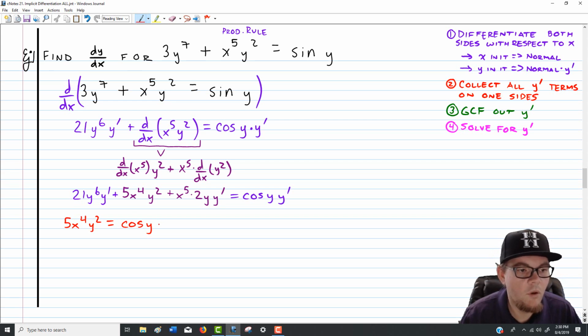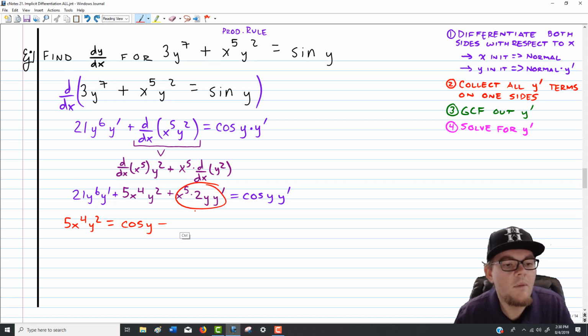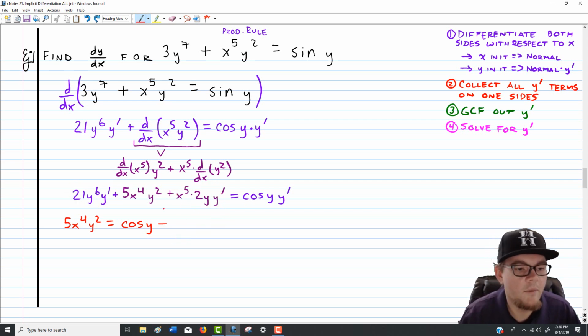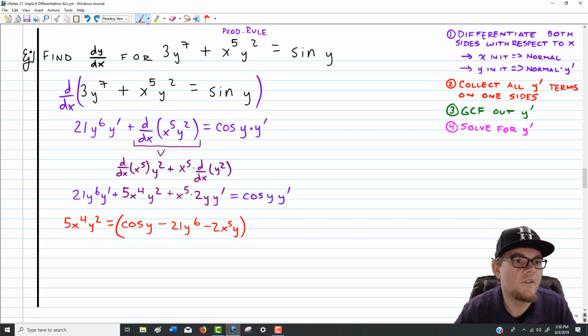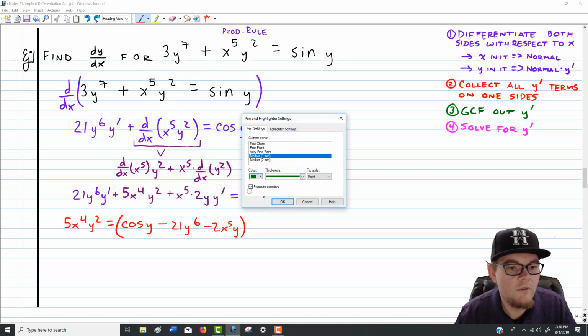What I'm going to do is pull out or subtract over all the stuff that has a y prime, these two terms, but I'm going to leave off the y primes and just do that GCF step in the context of the problem. So what I mean is I've got cosine of y minus 21y to the 6th minus 2x to the 5th y, and each of those has a y prime. So since I moved them all to the same side, I'm going to factor out a GCF of y prime. In a sense, for the sake of color coordination, I should write that in green.